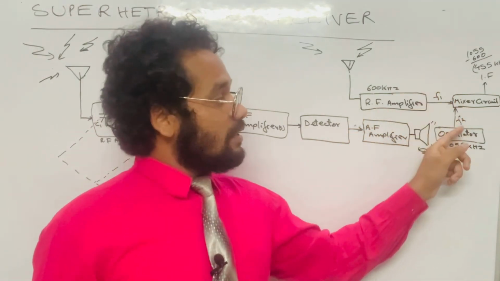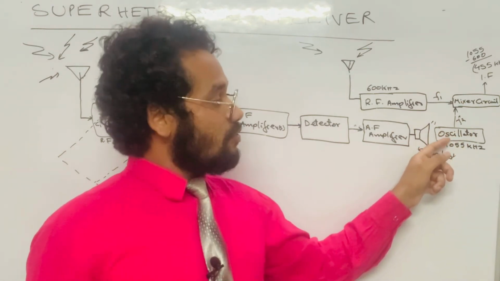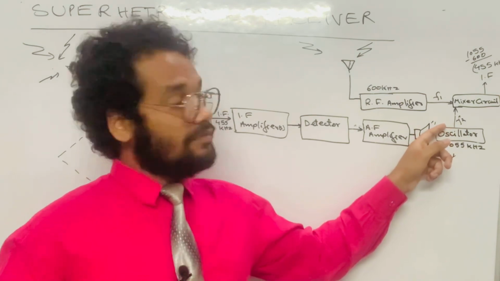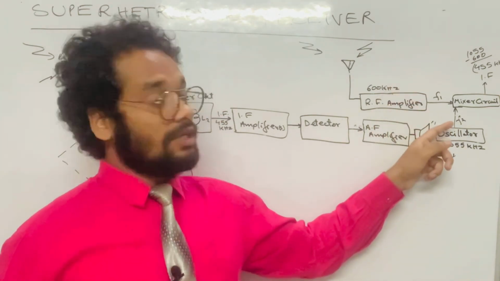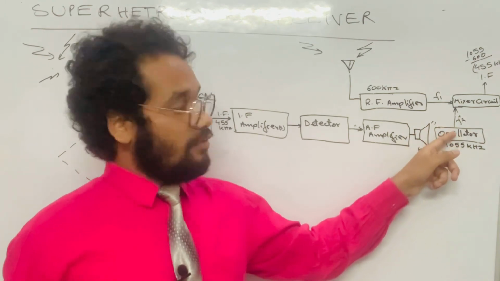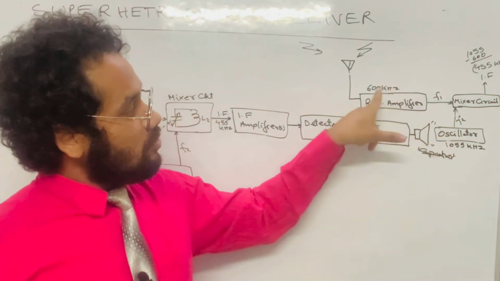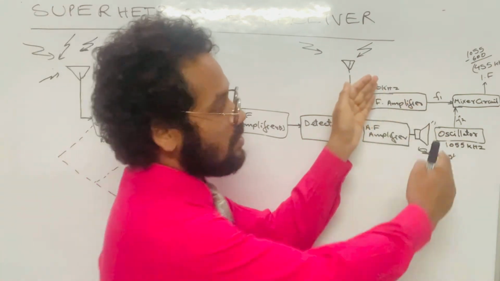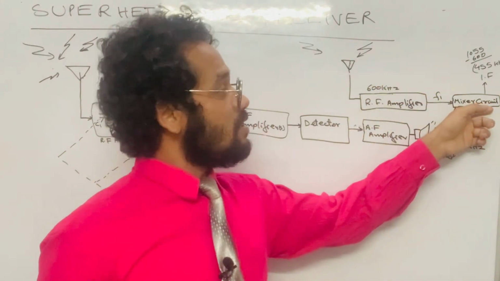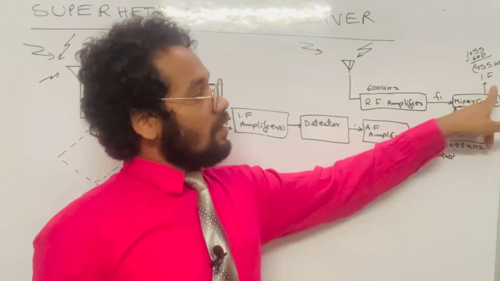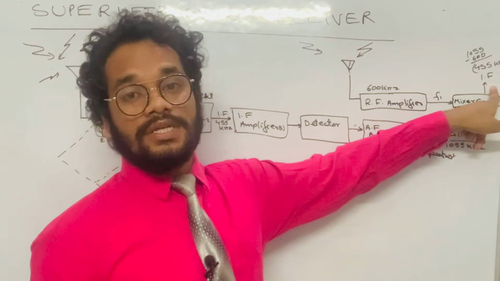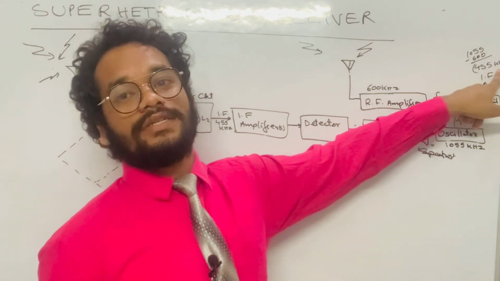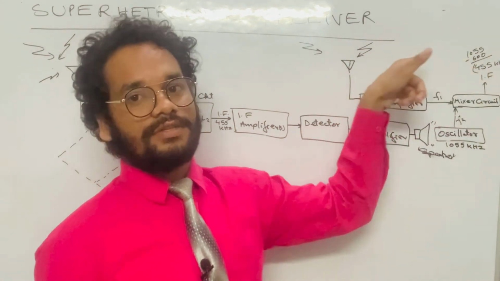Now at the same time, there is a local oscillator within the superheterodyne receiver which also produces a higher frequency. How much higher? It is above this F1 frequency by 455 kilohertz. For that we have taken the example: if the RF frequency is 600 kilohertz, then the oscillator will produce 1055 kilohertz, and both of these signals when given to the mixer circuit will produce an intermediate frequency, which is a fixed frequency, always 455 kilohertz. It is a lower frequency and is called the heterodyne signal. Hence the name of the receiver is heterodyne receiver.